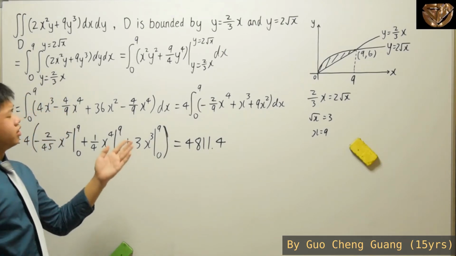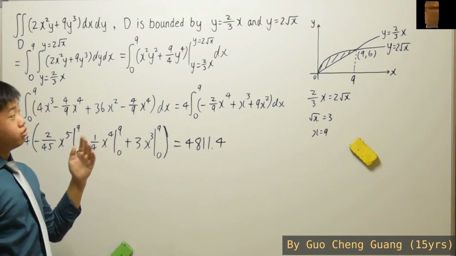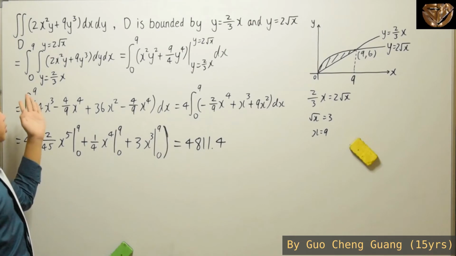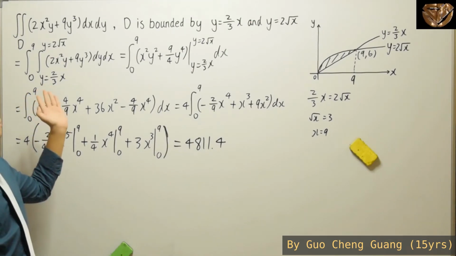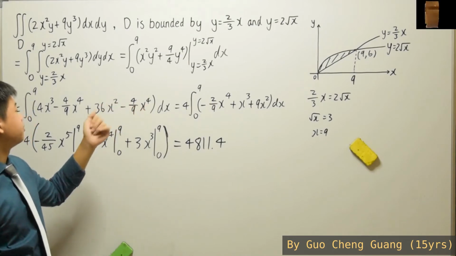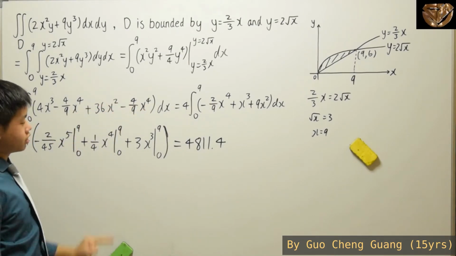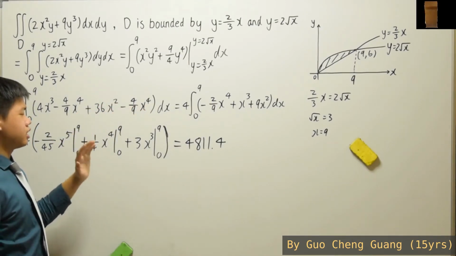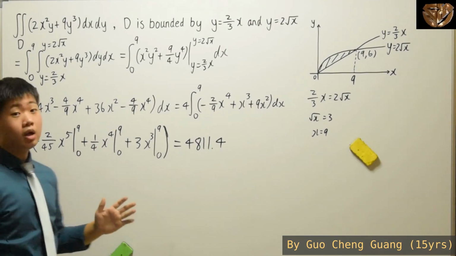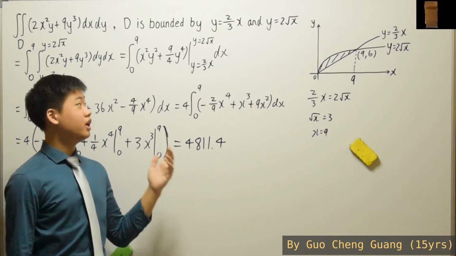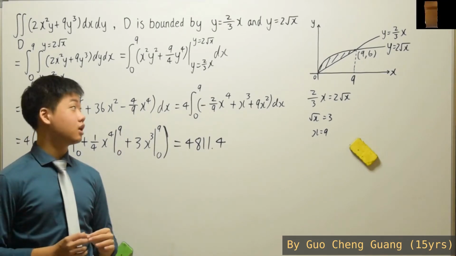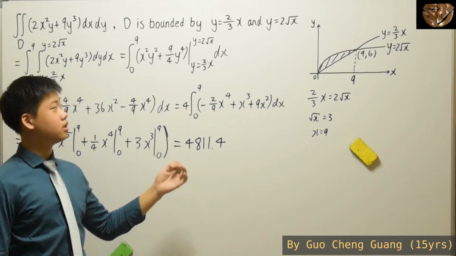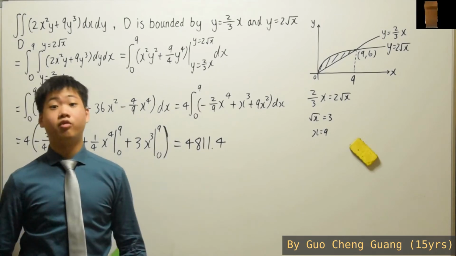So after you find the point of intersection by equating the two functions together, you would be able to change into iterated integration and then integrate whatever you have. And of course, do a little more integration to get your final answer of 4,811.4. But for this question, it is not really the only method to integrate with respect to y first, since you can also integrate with respect to x first. Well, you just have to change whatever functions you see.